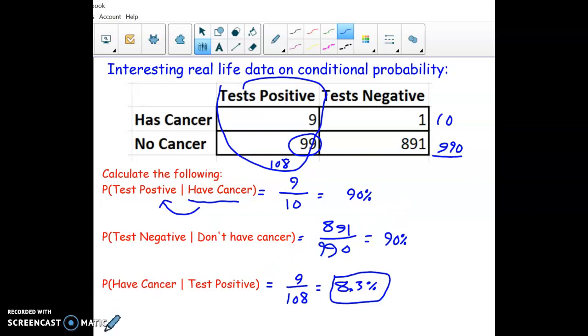So I thought that was kind of an interesting real life conditional probability. And there's actually tons of conditional probabilities in real life. So that's it. We did conditional probability with two-way tables. Next up is to do it with tree diagrams. That'll be in the next lesson.